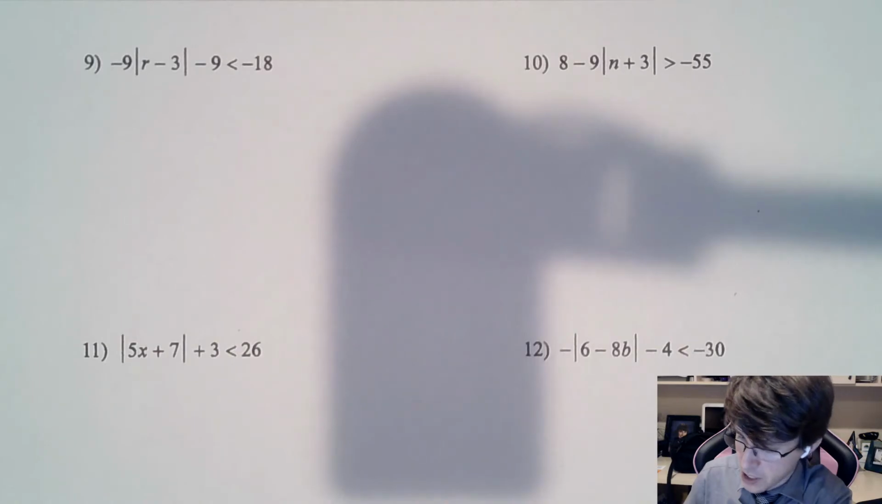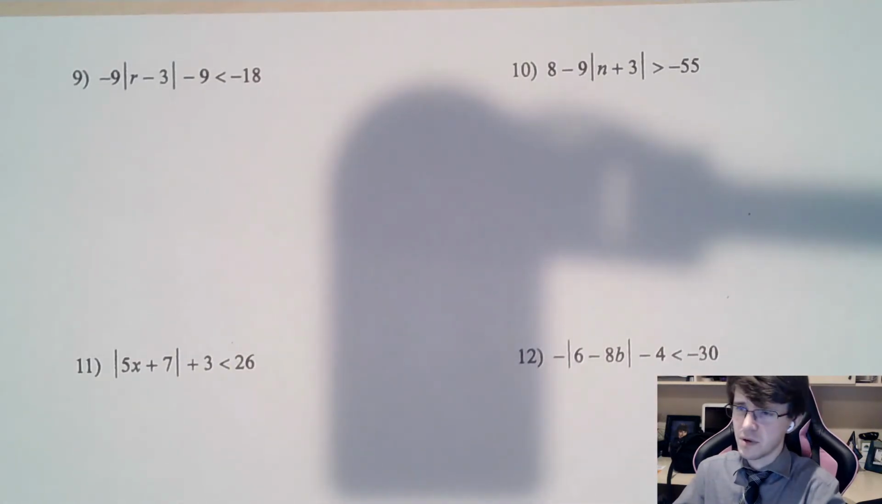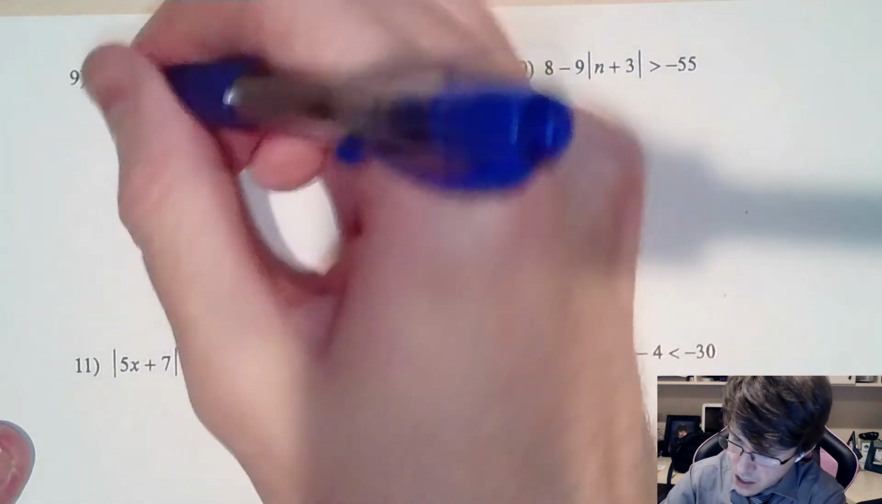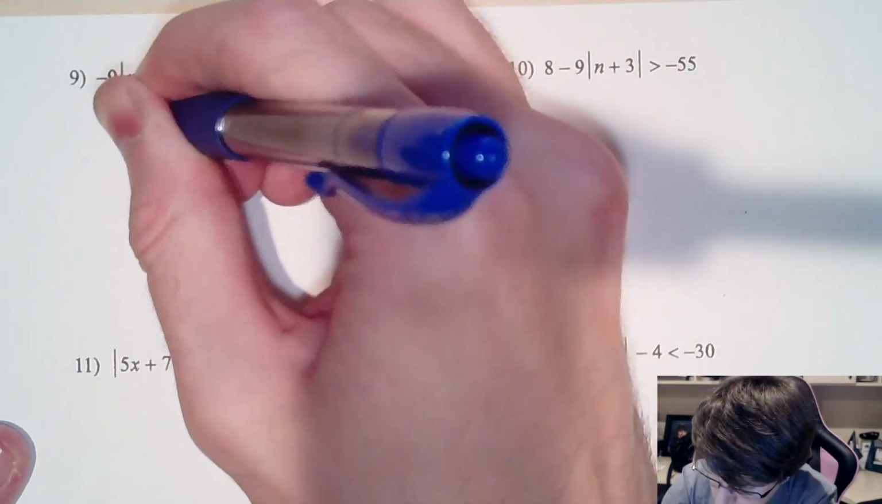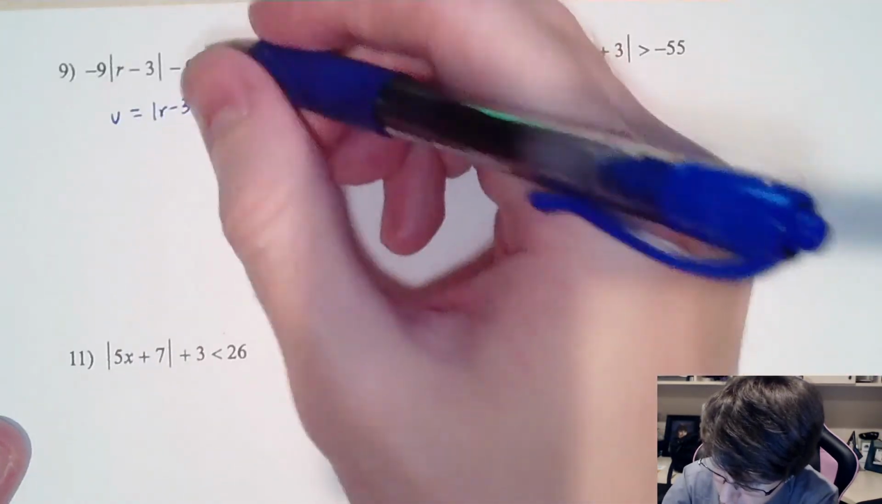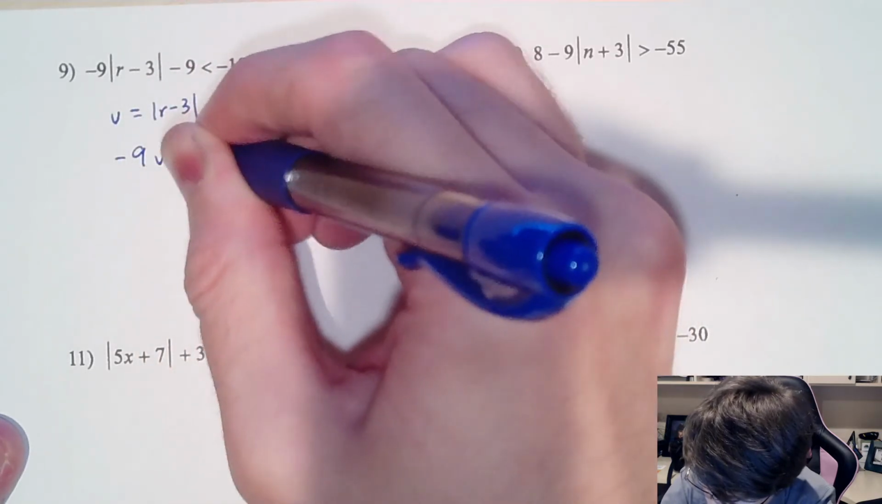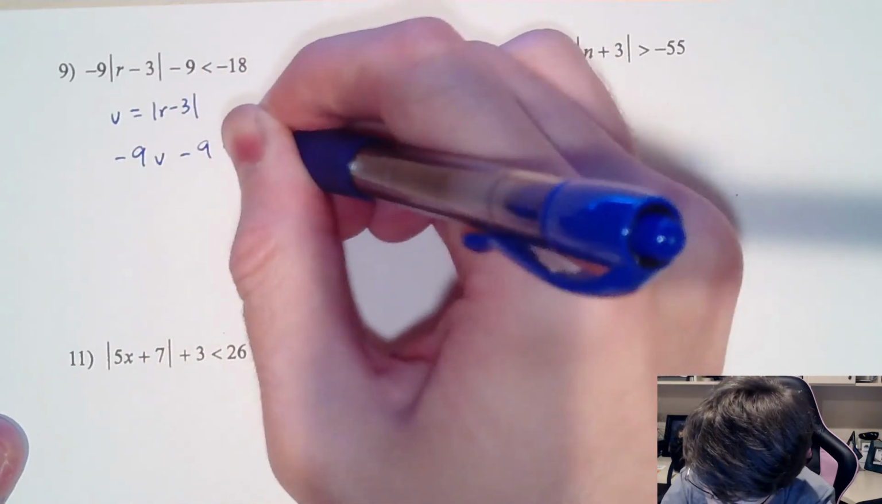So now I think it's a great time to introduce that U into it when we have too many things going on, all these negatives everywhere, letter U, all this kind of thing. Here we go. Let's do the U is equal to absolute value of r minus 3. And I think this is a great time to teach a cute little trick. 9u minus 9 less than negative 18.